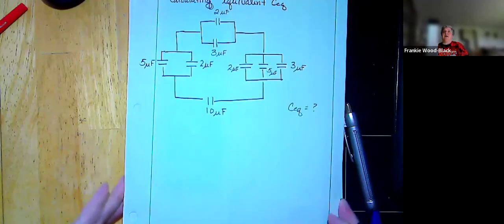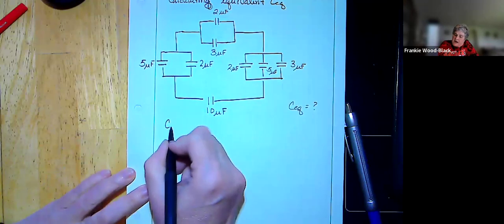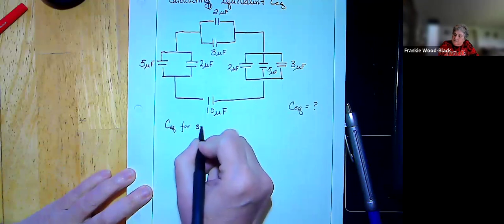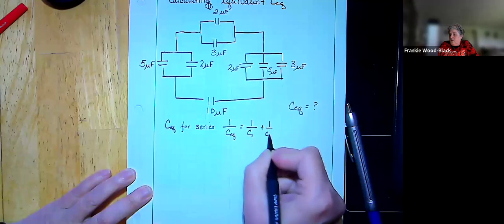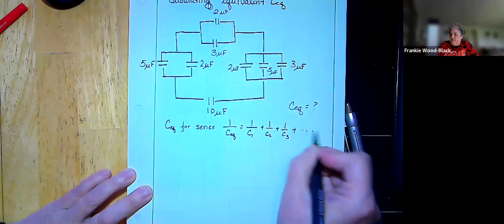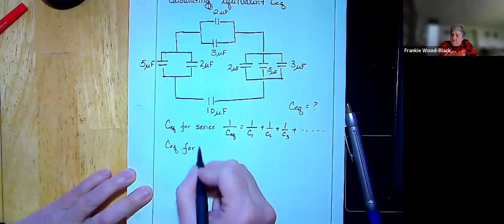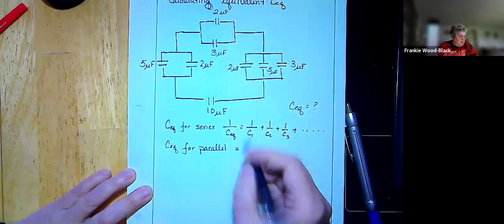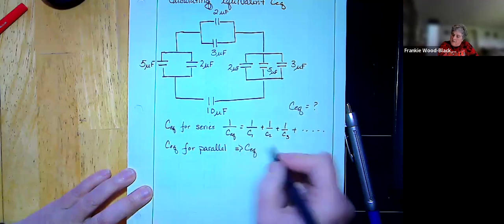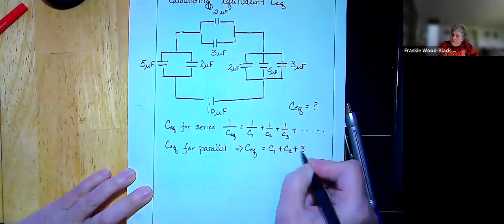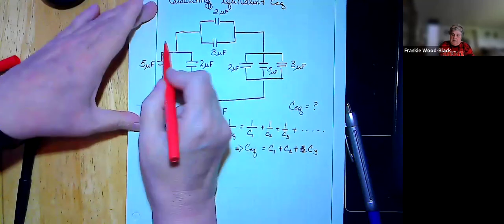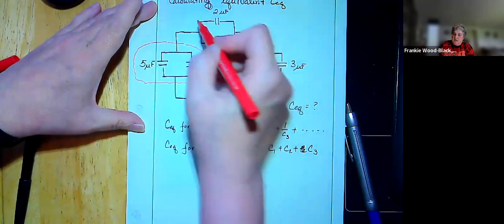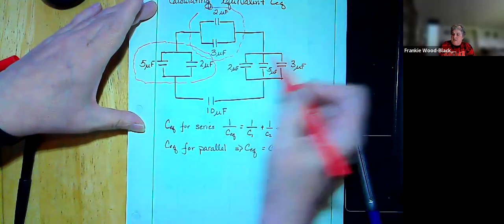Okay, so now I've got a system here, and we're going to calculate. We want to remember that my equivalent capacitance for series is 1 over CEQ, and my equivalent capacitance for parallel is equal to the sum. All right, so the first thing we want to do is rewrite our circuit to get rid of our parallels. So these are in parallel, these are in parallel, and these are in parallel.